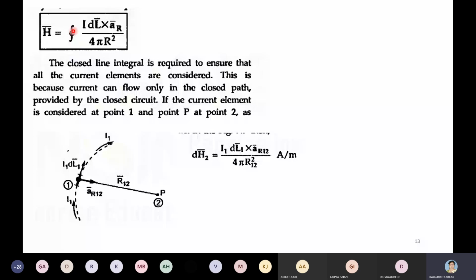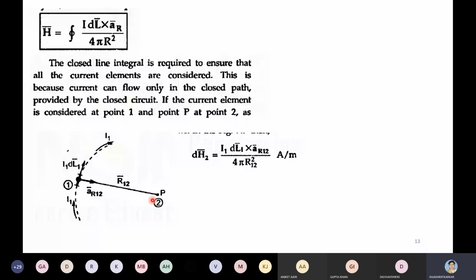Now if I assume that the path is not closed, or I assume that there are 2 points, this is point 1 and the second point is at point P, then how do I calculate the H bar, that is the magnetic field intensity, for this particular element? I'm calculating it from a point, that is the dl length. This is the current carrying conductor, and you can see at point 1 it is producing a magnetic field intensity at point P. So we are calculating towards point P.